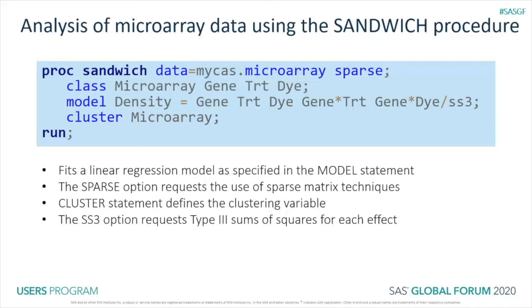So what's going to happen in this case is we're going to fit a linear model for density based on the independent effects specified. We're going to use the sparse option for sparse matrix techniques. Microarray is going to be our cluster, and so we're going to get the sandwich estimator for the variance based on cluster, which is microarray.